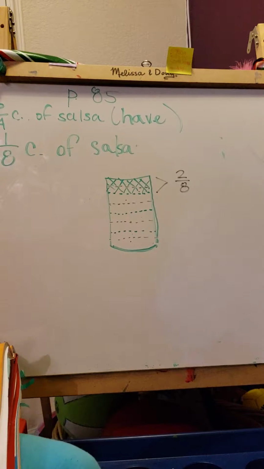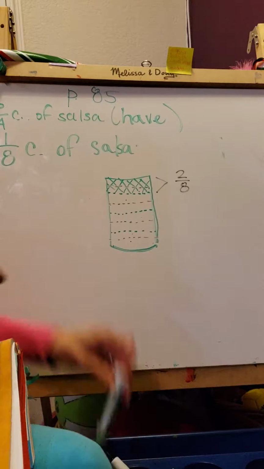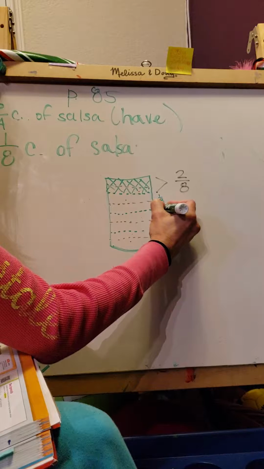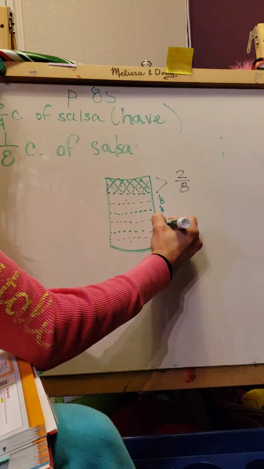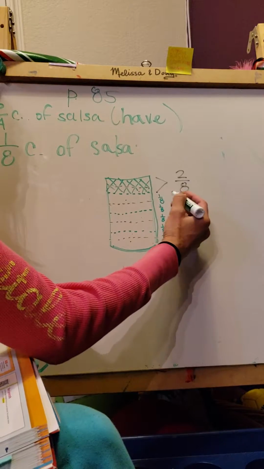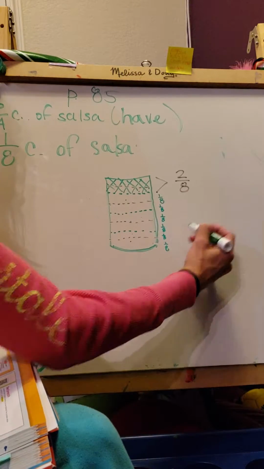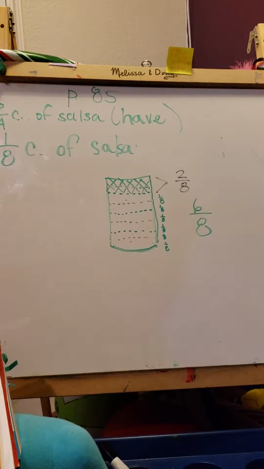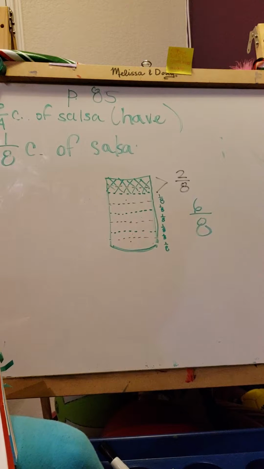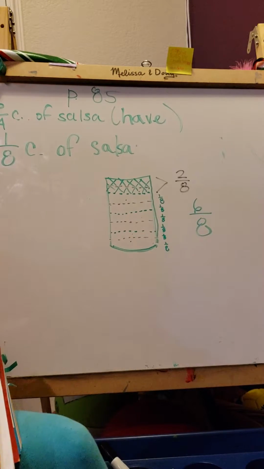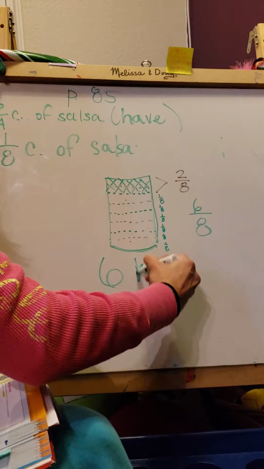So now that we've done that, we can go back and we can see that here is 1/8, and here is another 8th, and another 8th, and another, and another. So you can see that we have 1, 2, 3, 4, 5, 6 8ths of the jar of salsa left, which means that if each burrito needs 1/8 cup of salsa, how many burritos can we make? We can make 6 burritos.